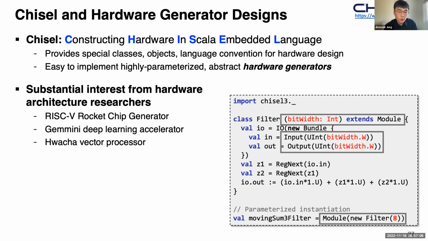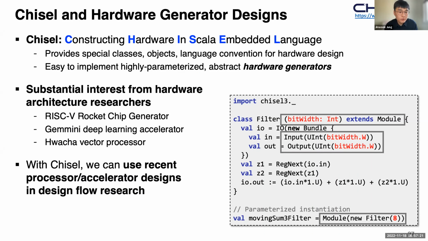And there are many open source Chisel designs because of that, which include the RISC-V Rocket Chip generator, the Gemmini deep learning accelerator, and the Hwacha vector processor, just to name a few. And with Chisel enablement, we can use recent processor and accelerator designs for flow research.